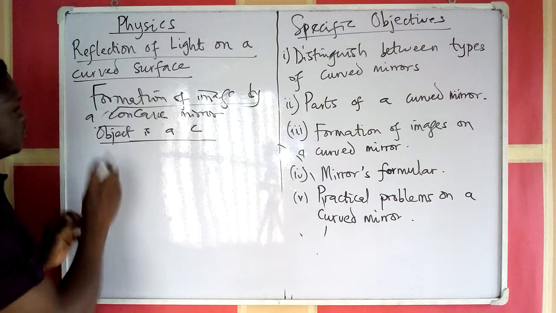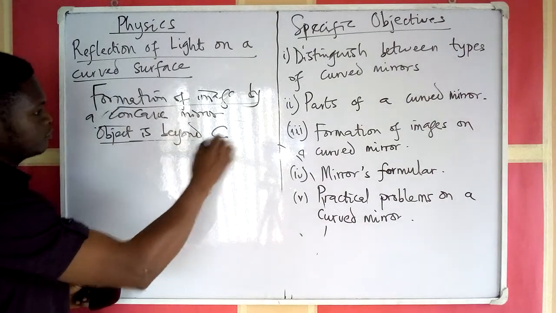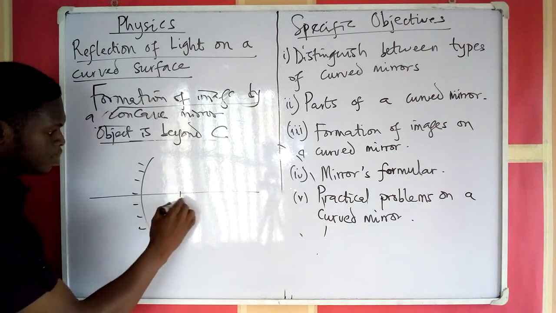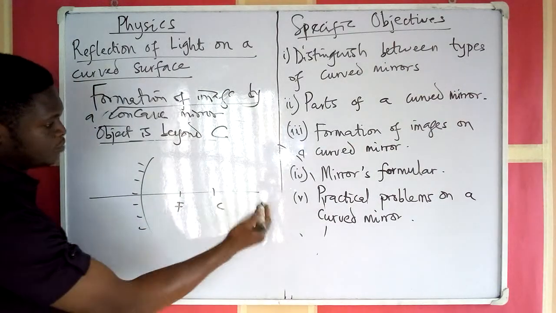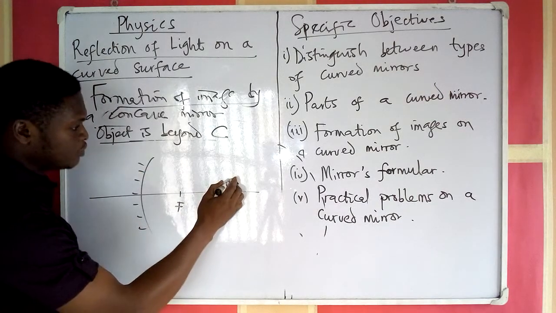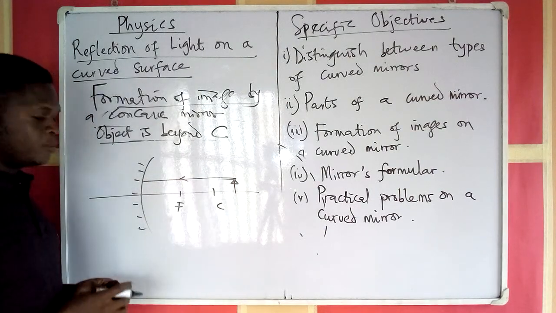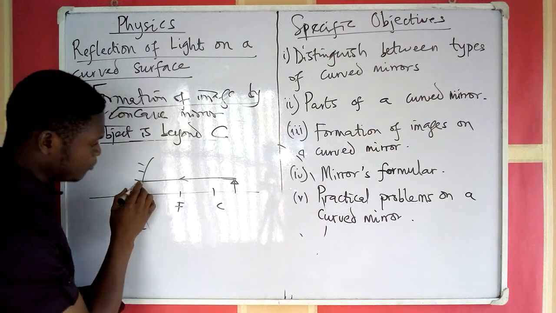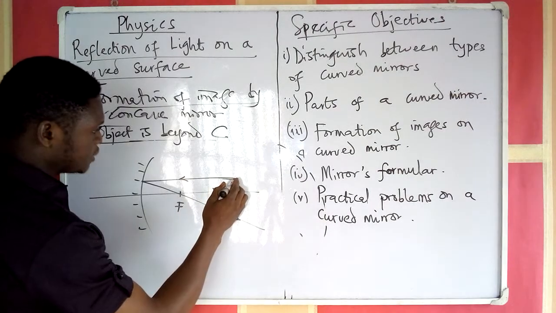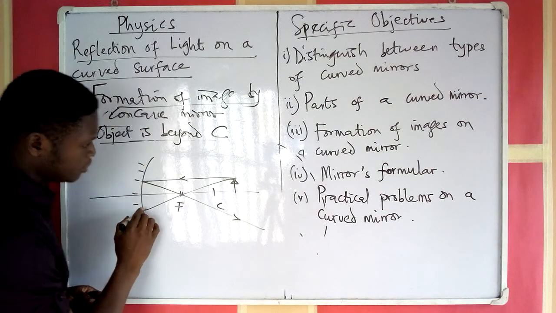Now, we are going to consider when the object is beyond C. When the object is beyond C, this is the mirror, this is F, and this is C. Beyond C means the distance from the pole is more than the radius of curvature. So first of all, we have parallel rays. We have the first ray, which is parallel to the principal axis, and it now passes through the principal focus after reflection. That's the one. Ray 2, we can still have the one that passes through the principal focus, and then now does what?